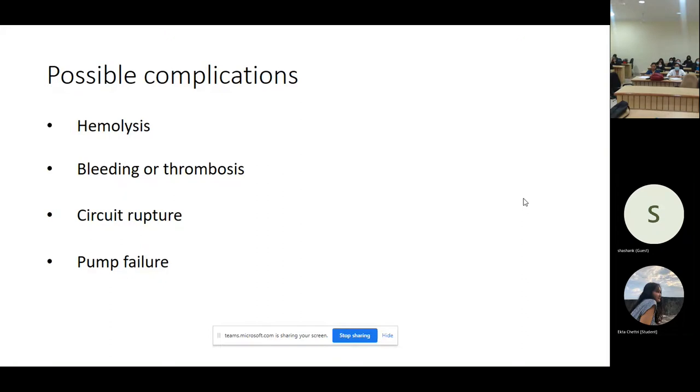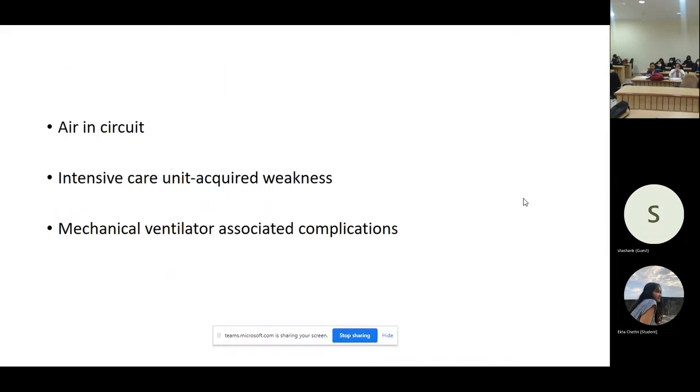Then the circuit might rupture if the titration of the blood is not done accordingly with heparin. Then the pump, which is used to pump the blood back to the body, can fail if there is any clot in the circuit. Or if there is any air in the circuit, it can lead to air embolism.